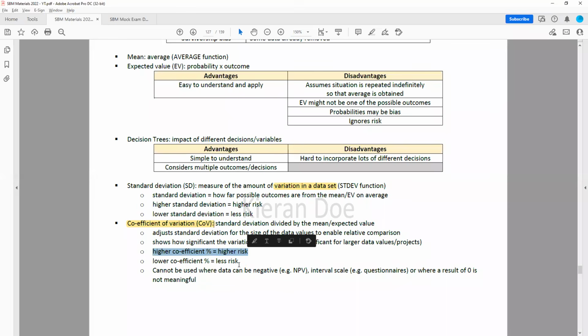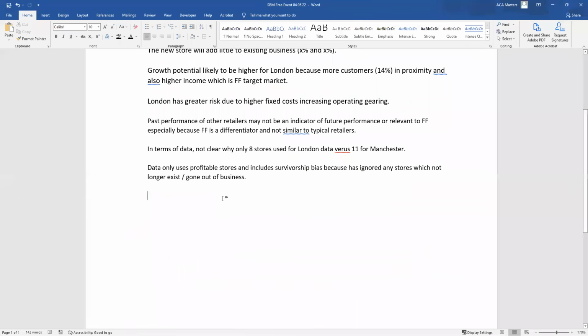So hopefully that's quite clear in how that works, and hopefully that kind of brings it to life a little bit by looking at that example and thinking about a bit more specifically there how it applied to a scenario. So you could say, London has higher standard deviation, which appears as though it has more variation in contribution, and therefore more risk.